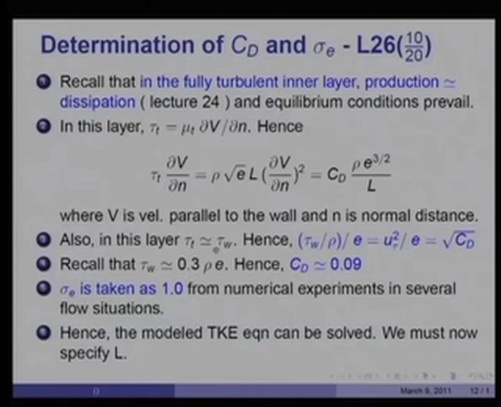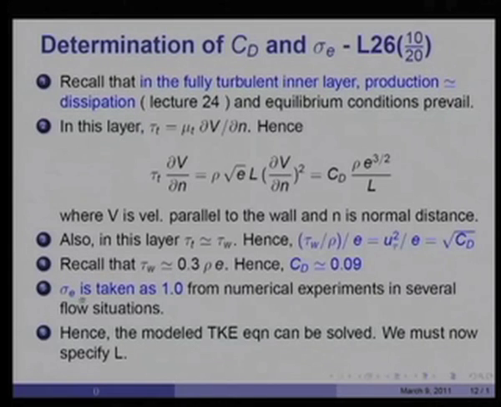Now, in this layer, we are also saying that tau t is very much close to tau w, that is the wall shear stress, and hence tau w divided by rho divided by e, which is u tau squared by e, would be equal to square root of c d. Now, you will recall that we had shown from the experimental data that tau w is approximately equal to 0.3 rho times e, and therefore, C d takes the value of about 0.09.